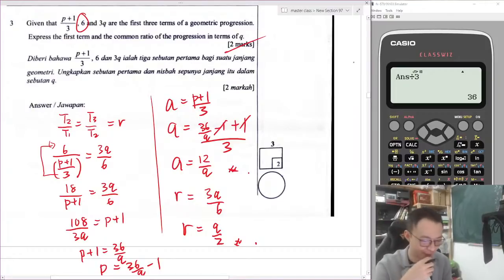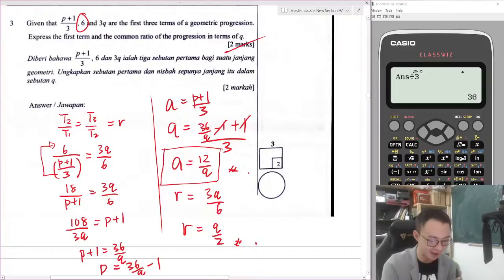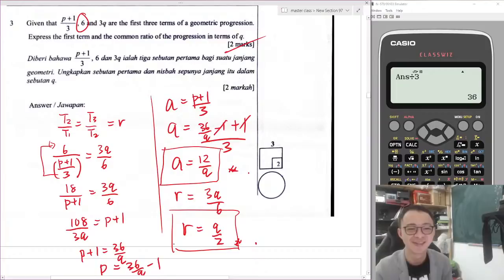So the answer is 12 over Q, is it? Yeah, the A is 12 over Q, and R is Q over 2. So we have two different answers. So why can't we straight away get the common ratio first? Yeah, you can straight away get the common ratio first, because just now I didn't realize they want it in terms of Q. This is the reason why I used the longer method here.